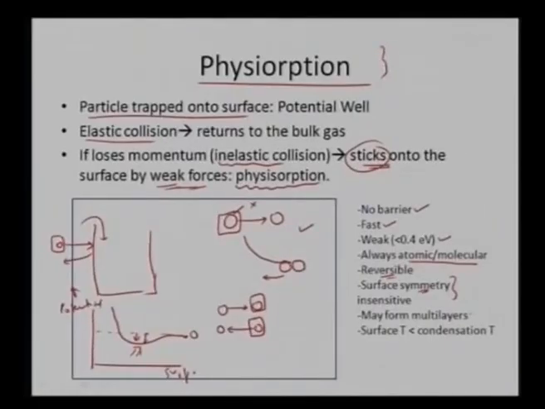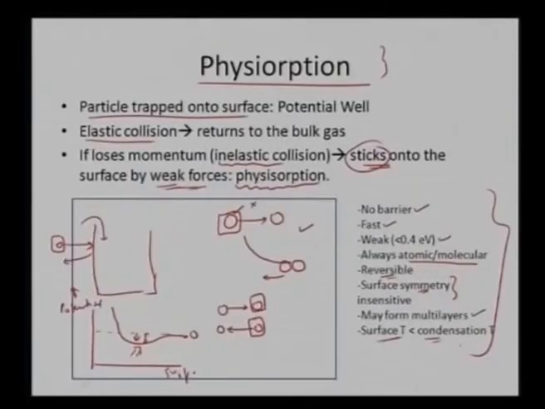And they can also go on forming multilayers, because if I have a particular species and a secondary species comes and sits on the surface, now that adsorbed species again has some free surface available to it, so it can keep forming multilayers. The surface temperature has to be lower than the condensation temperature, so that the particular species can lose its energy and stay on the surface for a pretty long time. So this is the overall deal with physisorption, that they don't have a barrier.